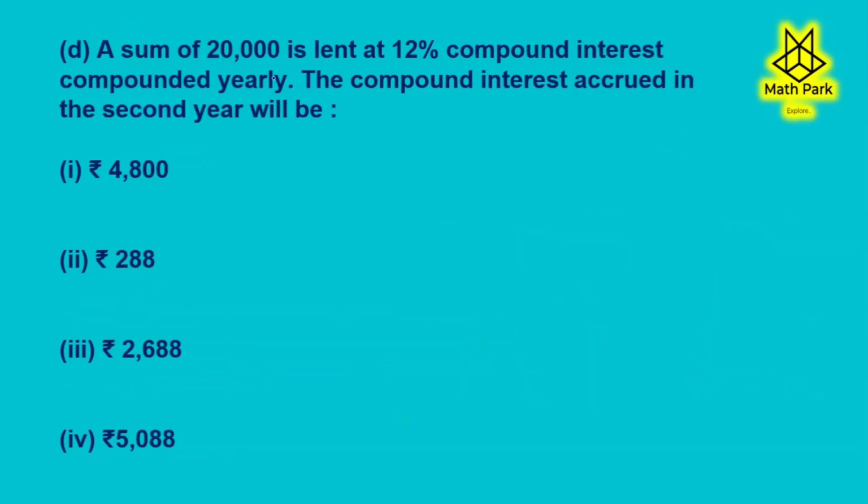D. The sum of rupees 20,000 is lent at 12% compound interest compounded yearly. The compound interest occurred in the second year. In the second year, what will be the compound interest? So first of all, for the first year, let us find the simple interest. So simple interest on 20,000, rate of interest is 12% for 1 year upon 100, which we get as 12 times 2 is 24, so it is 22,400. So 2,400 is the simple interest.